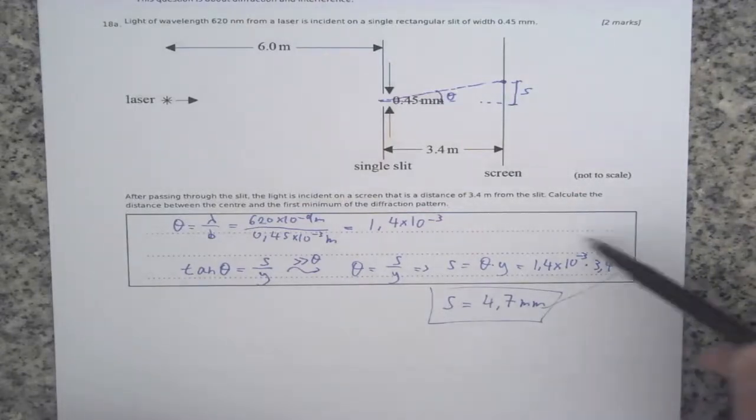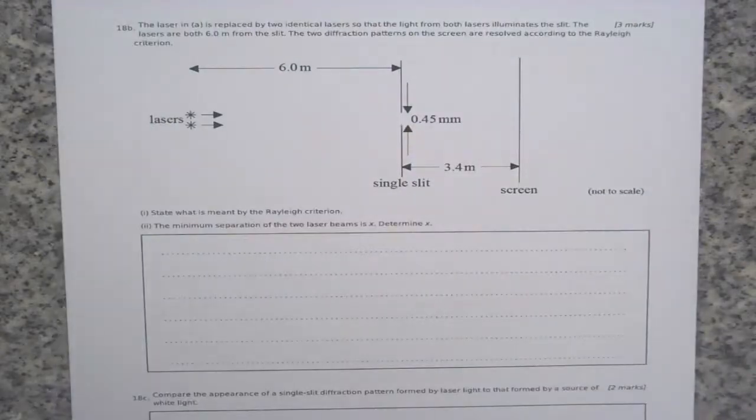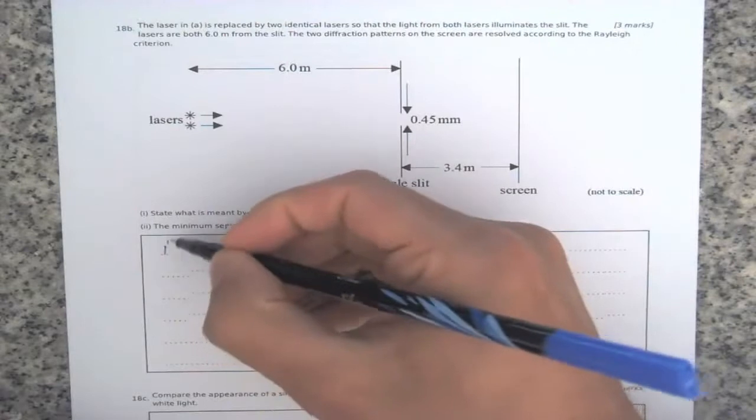Okay, include everything here. 18b: the laser in A is replaced by two identical lasers so that the light from both lasers illuminates the slit. The lasers are both 6 meters from the slit. The two diffraction patterns on the screen are resolved according to the Rayleigh criterion. Number one, state what is meant by the Rayleigh criterion.